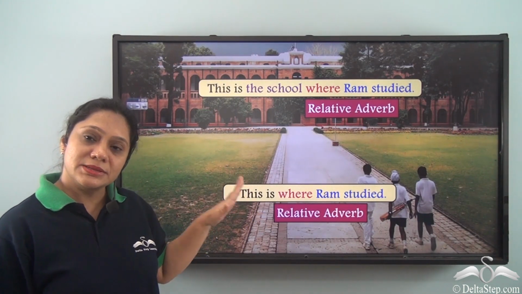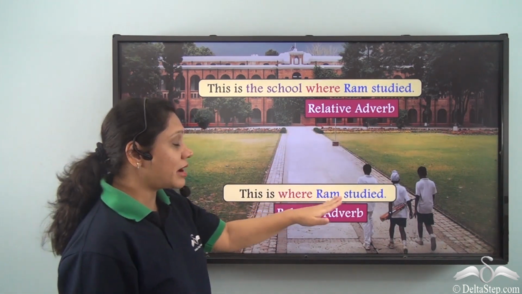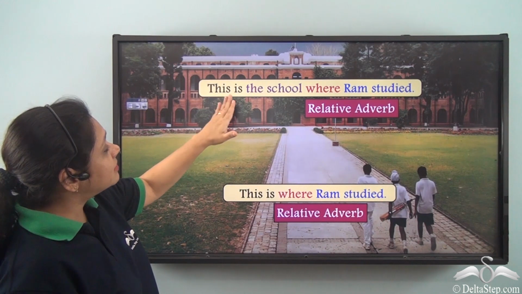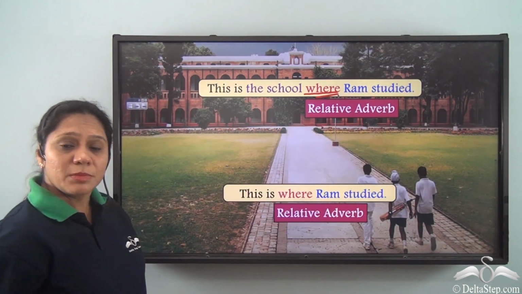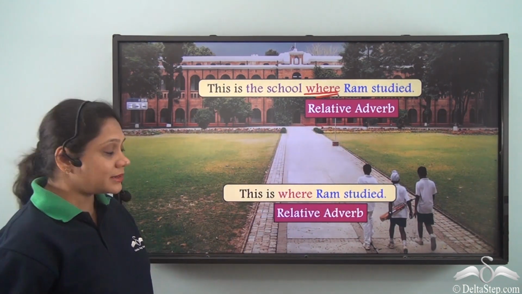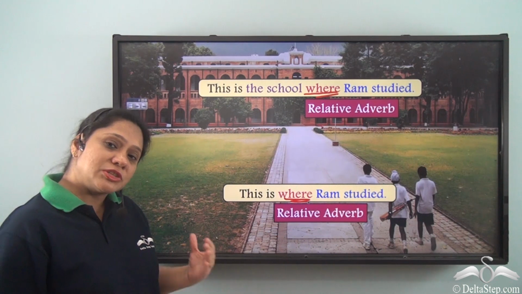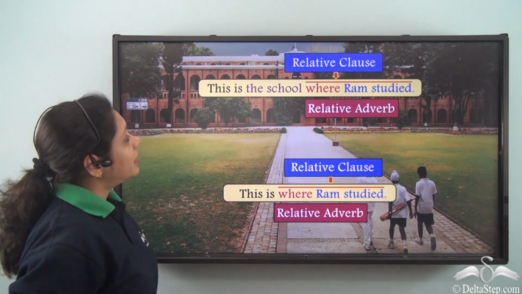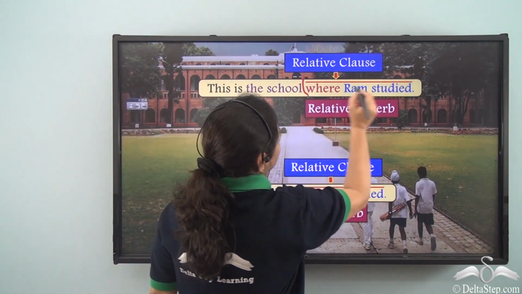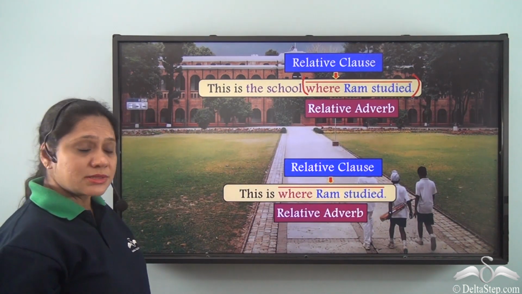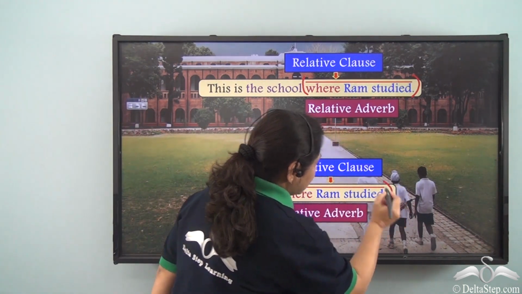Now let us read the two sentences given here. This is the school where Ram studied. This is where Ram studied. Now in the first sentence, this is the school where Ram studied. Where is the relative adverb which refers to a place. In the second sentence also, this is where Ram studied. Where is a relative adverb which refers to a place. In the first sentence, this is the school where Ram studied. Where Ram studied is the relative clause. In the second sentence, this is where Ram studied. Where Ram studied is the relative clause.